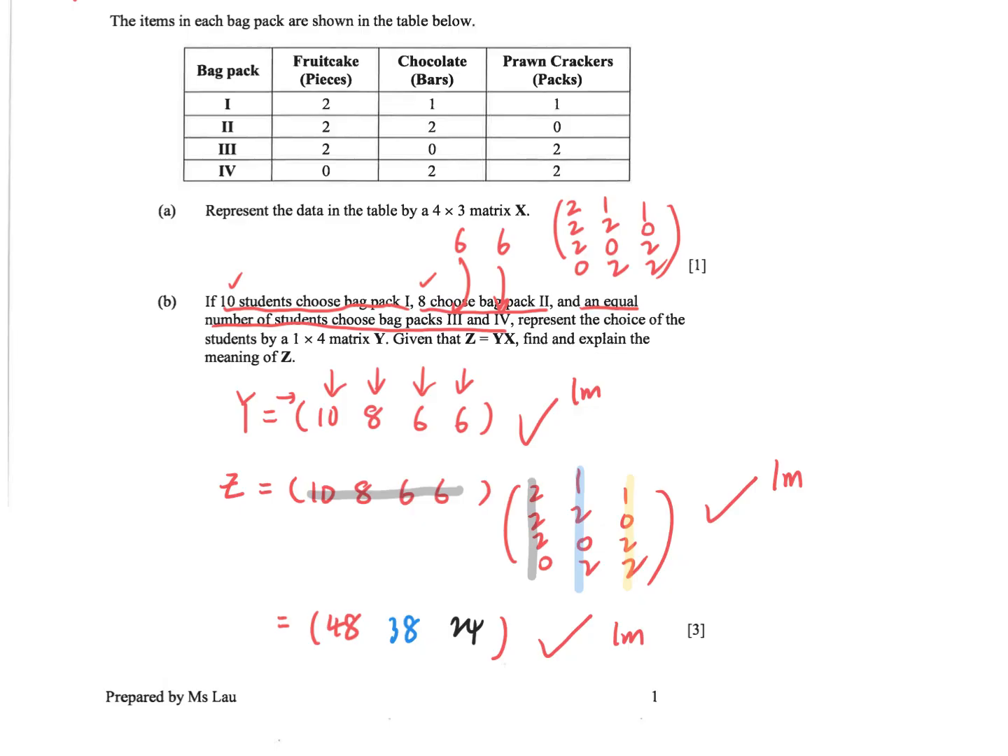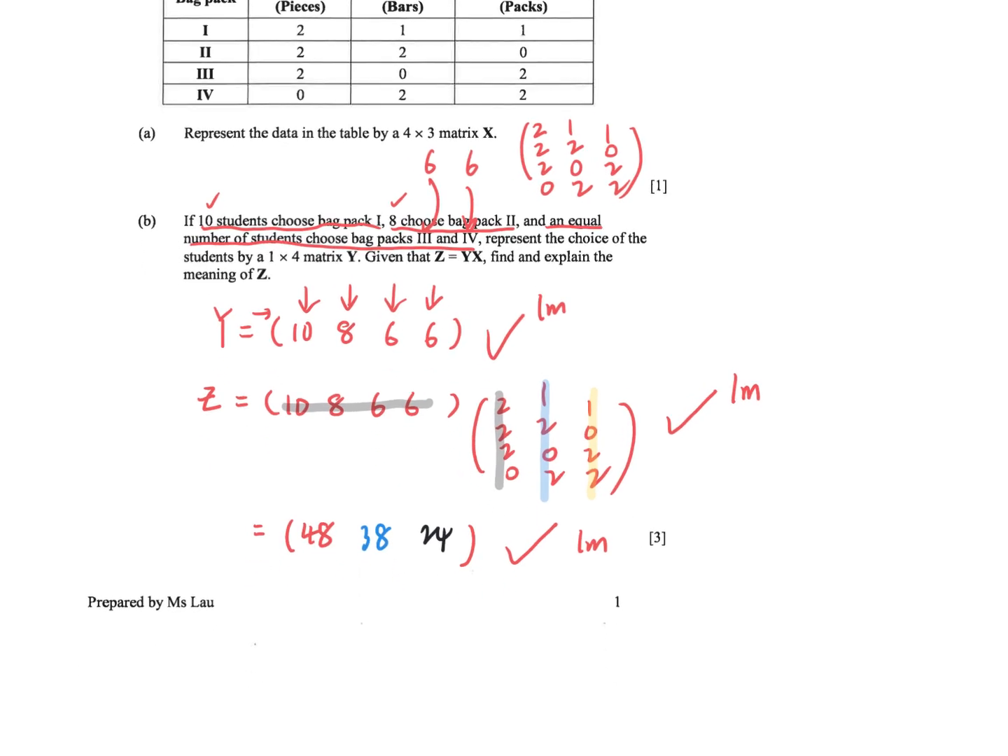So matrices, you need to read the question carefully. Then they say, can you explain the meaning of Z? These are the number of packs. This is for fruitcakes. So, that means if let's say there's this part, the mark is not given in the multiplication, it's given in the explanation.